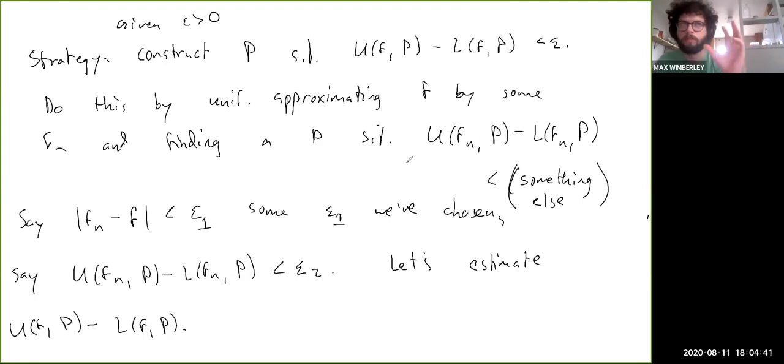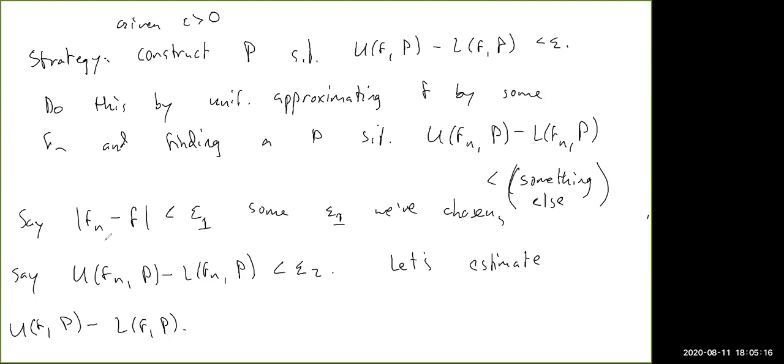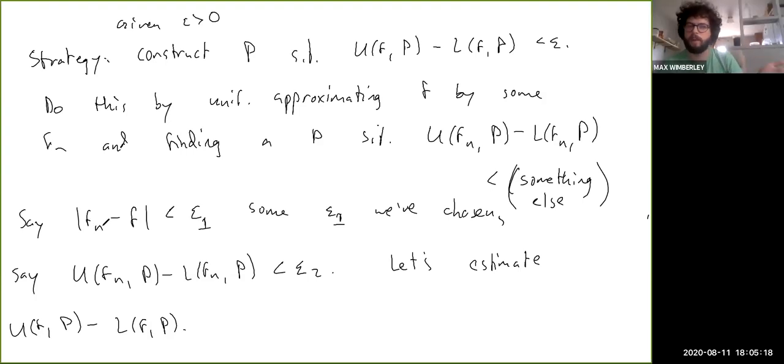If you think about it in your head, the sequence of things that has to happen is, we first pick the Fn that we want to focus on, based on how close we think we need it to be to F. And then we pick P for that Fn based on how close we need the upper and lower sums to be. But the way we choose how close we need those to be is with foresight towards how much error between the upper and lower sums of F we are going to get, based on the amount of error that we allow for our approximations for Fn, right?